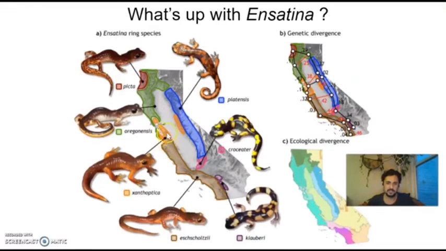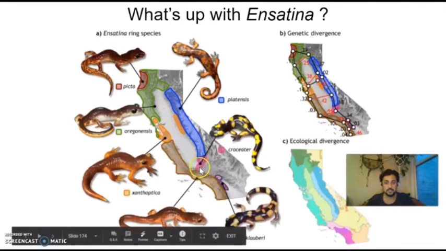So sometimes if you're here in this area, you'll actually find hybrids between xanthoptica and schultzei. That's actually very near here. And sometimes you'll find hybrids up in this northern area of xanthoptica and oregonensis. Over here, sometimes you find hybrids of oregonensis and platensis. And if you keep going down, sometimes you'll find hybrids over here, croceater and platensis. But Ensatina croceater does not hybridize with Ensatina schultzei.